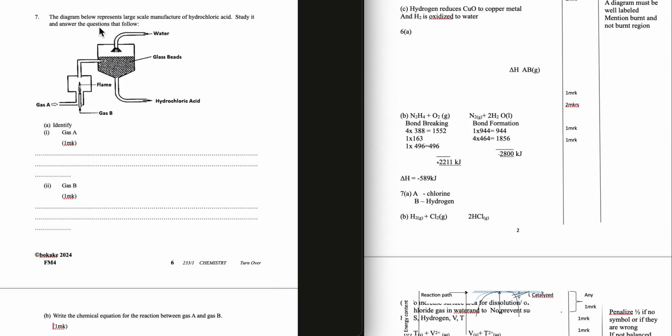Question 7. The diagram below represents large-scale manufacture of hydrochloric acid. Study it and answer the questions that follow. Identify gas A. A is chlorine. Gas B is hydrogen. Write the chemical equation for the reaction between gas A and gas B.